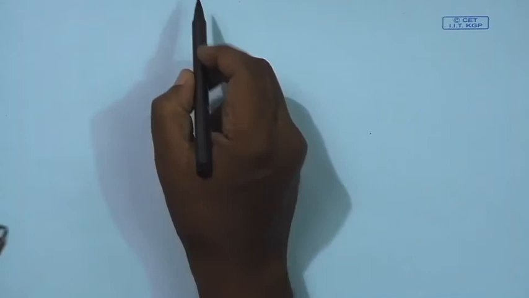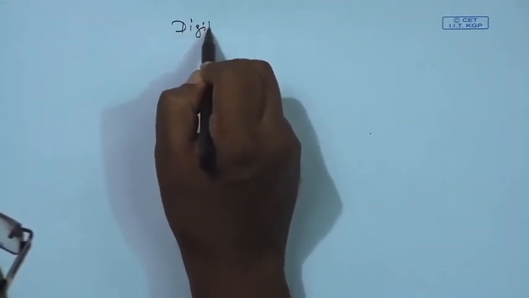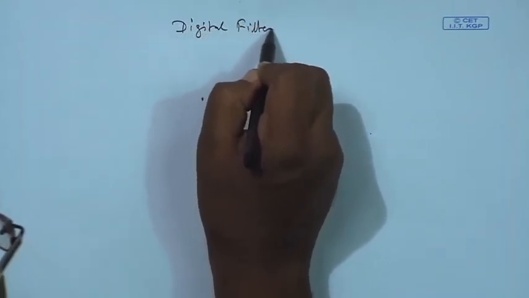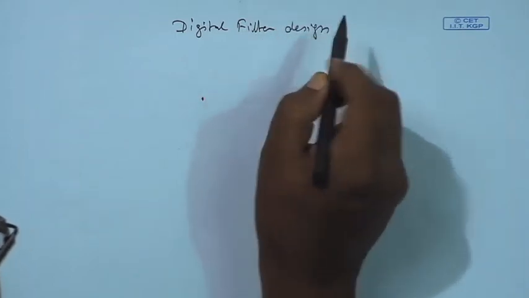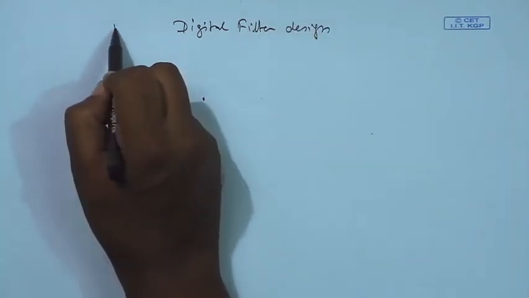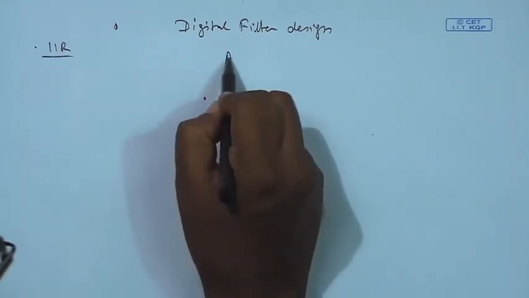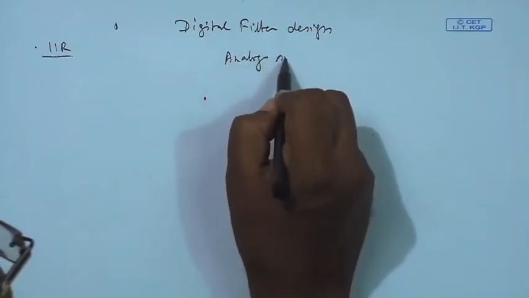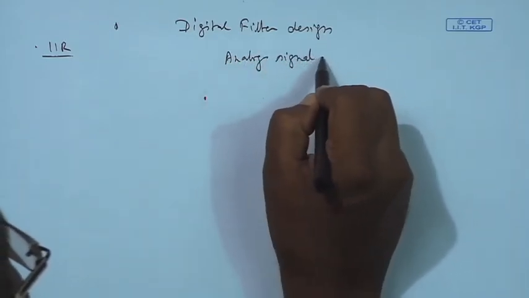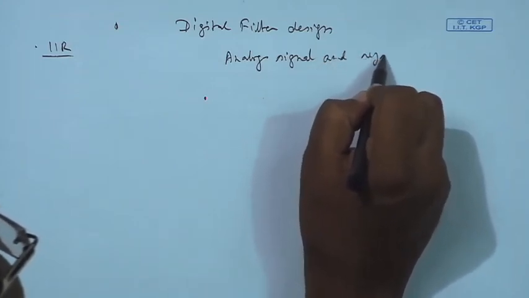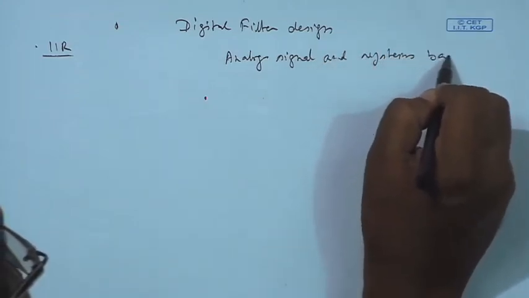Now, we will be going for filter design, which is a very complicated, not complicated, but it requires a lot of insight, and we need analog signal processing background. So, we will take a quick review. So, we will now go for digital filter design, IIR filter design. For this, we require analog signals and systems background.